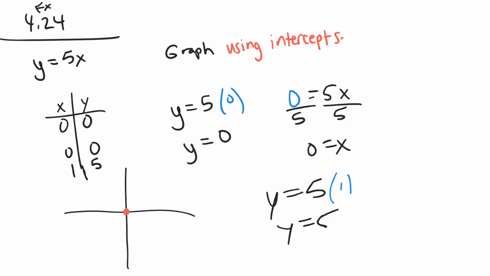I'm going to go to (1, 5): 1, 2, 3, 4, 5. And this is in no way accurate, don't kid yourself, but it's okay. And then I can sketch now a picture of my line. It's never going to cross the x or y axis at any other place, right? It's only going to cross at the origin.